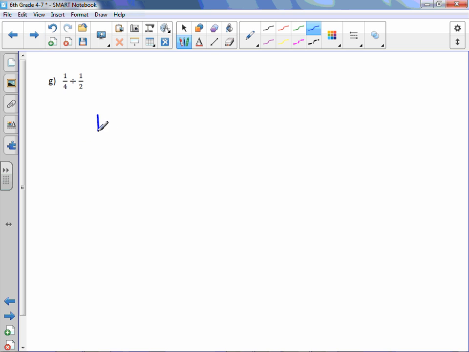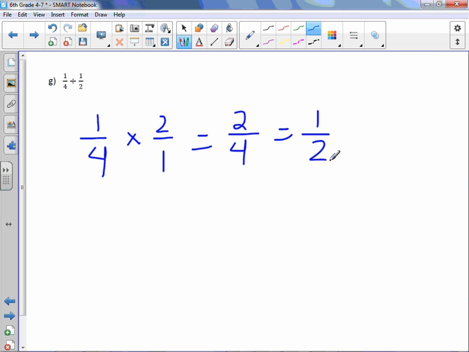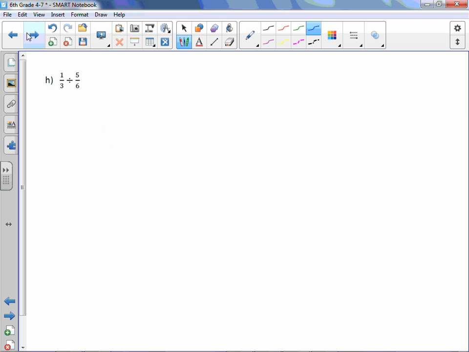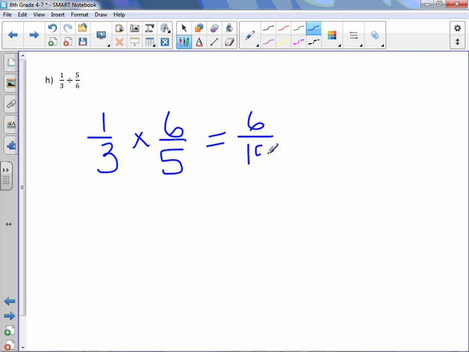Letter G. I will not divide. I will multiply by the reciprocal, which equals 2/4. We can reduce by dividing by 2, and we get 1/2. Letter H. I will not divide. I will multiply by the reciprocal, which gives us 6/15. And this one we can definitely reduce. Also, we can divide by 3 and get 2/5.